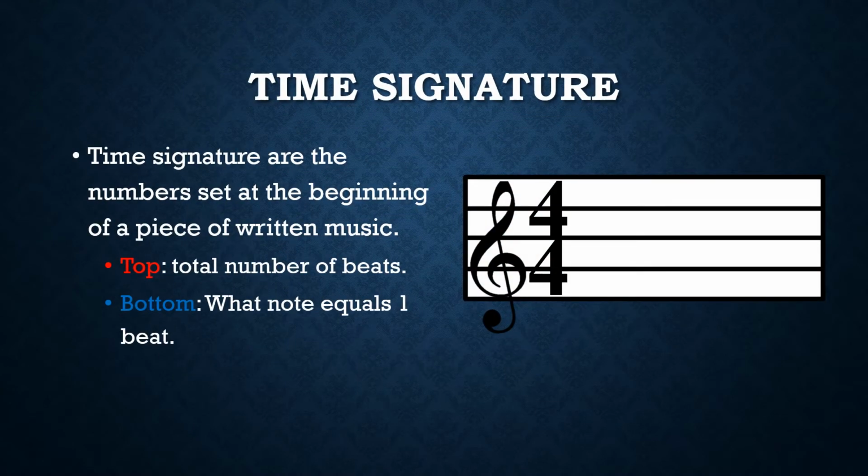First, what is a time signature? The time signature is the numbers that are set at the beginning of a written piece of music. The top number tells us the total number of beats allowed in a measure. The bottom number tells us what kind of note will be worth 1 beat. Pause now if you would like to take time to write the information you see.